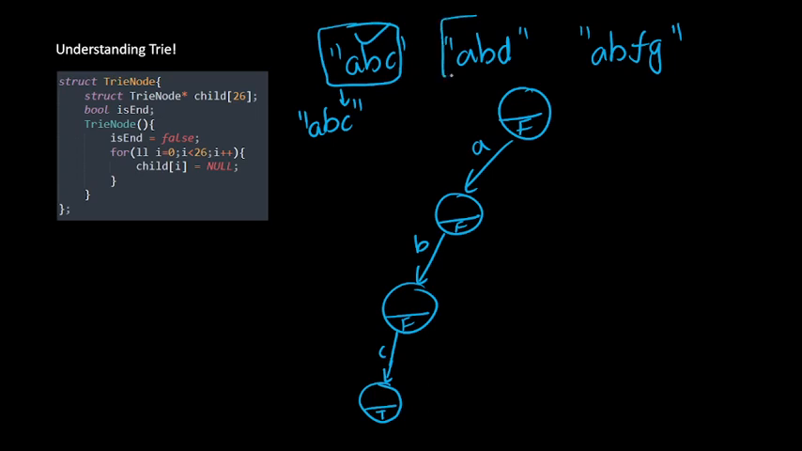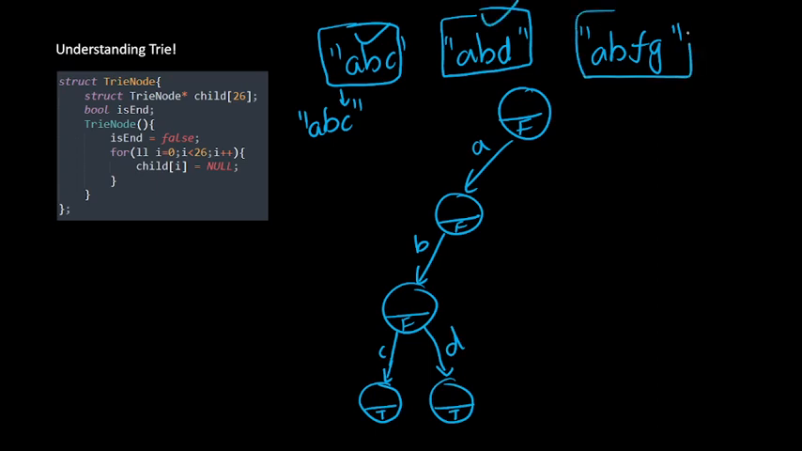Now let's come to ABD. Again, same thing. Does the root node have any branch leading to A? Yes, it has. So let's go to this branch. You don't have to create a new one. Does this A have any branch leading to B? Yes, it has. So again, you come over here. Does this B have any branch leading to D? No. So you'll create one. This one becomes true because again, it's the end of the word. You are done with this.